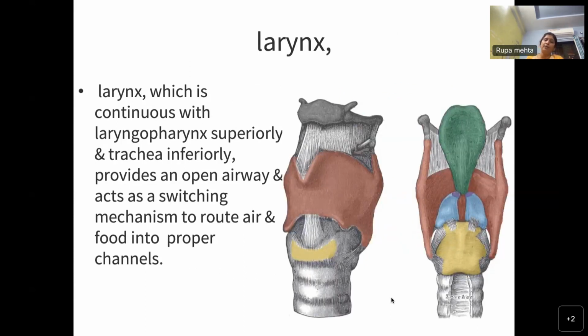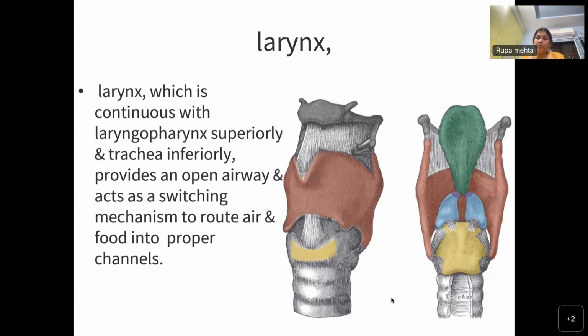Larynx, as we all know, is a fibromuscular cartilaginous structure formed with a lot of paired and unpaired cartilages, connected by ligaments and muscles, and it is continuous with the laryngopharynx superiorly and the trachea inferiorly, and provides an open airway.